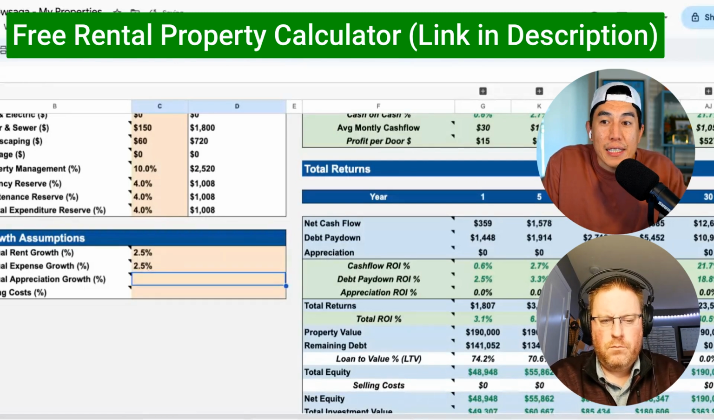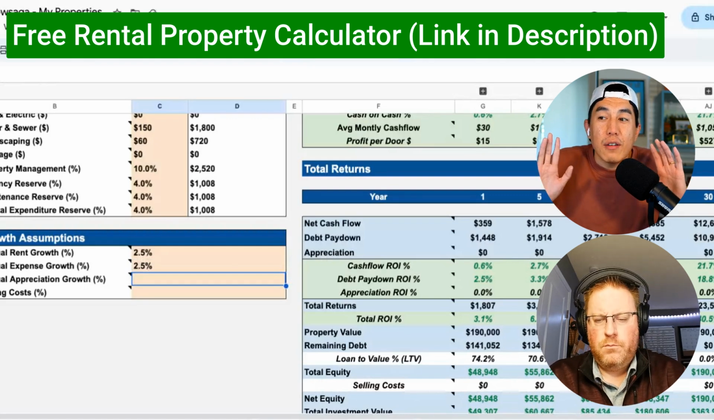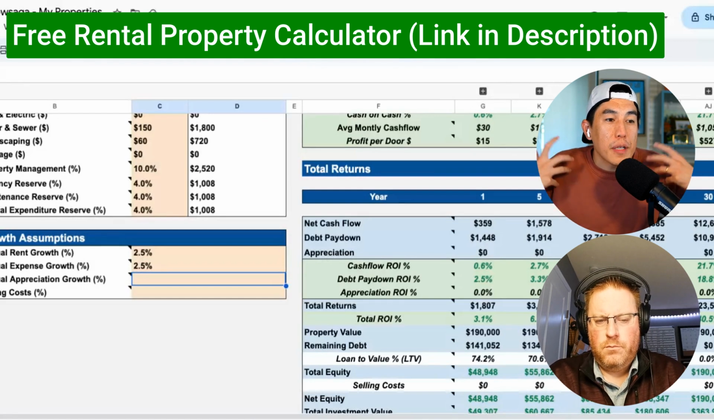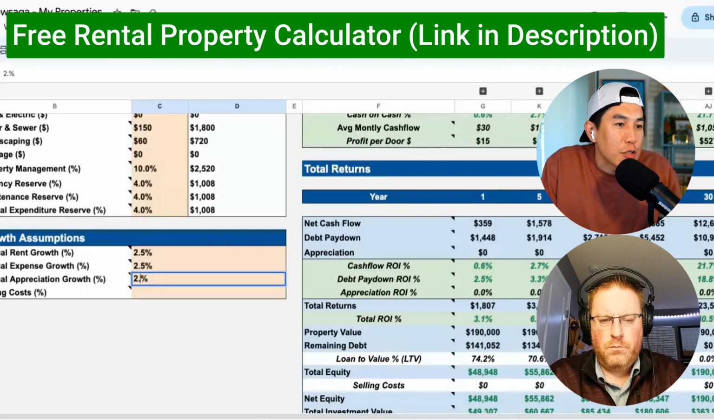And then lastly, for appreciation, same kind of deal here, Mike, right? What do you expect your property to appreciate at? Cleveland's actually been a pretty strong appreciation market as of late, but I also don't like to assume too much here. So I also hold this at 2.5%.